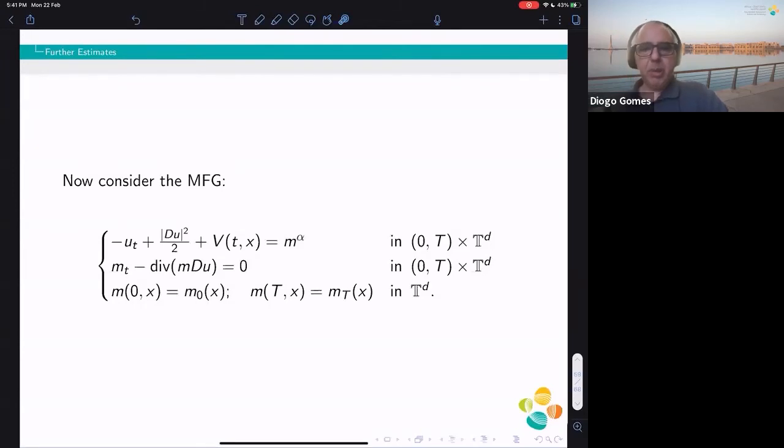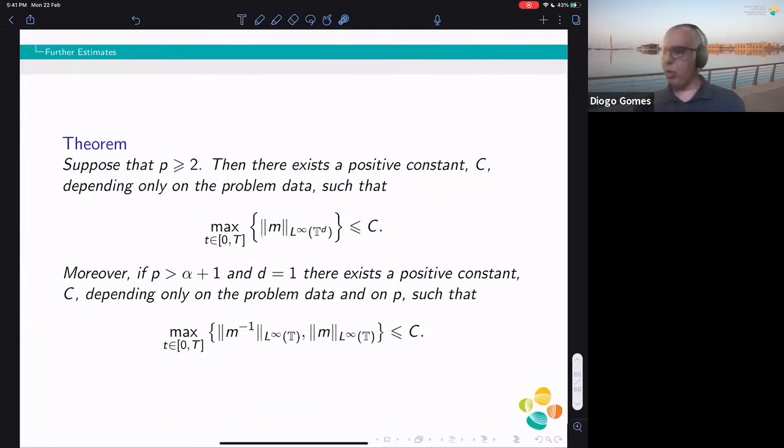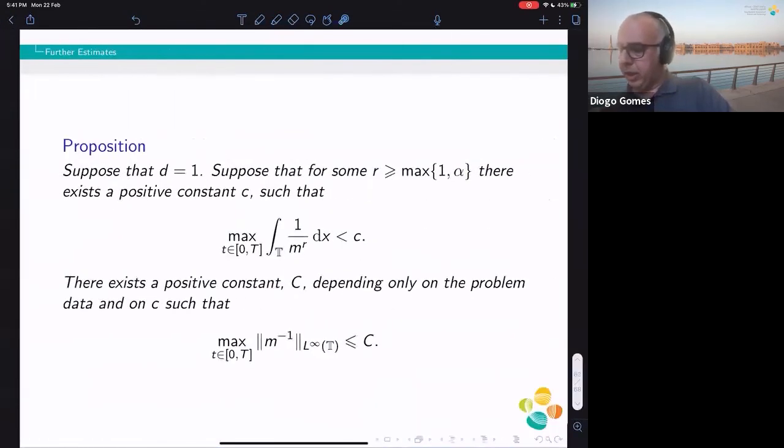And now let me consider a special example with a polynomial power here. And then what we can do in this case is in fact show that you have both L infinity bounds and L infinity bounds in 1/M. And the way you do it is really this. The idea is that you first try to find a bound for something. So you try to find the R for which the integral of 1/M to some power R is bounded. And then the key argument is an iterative argument.